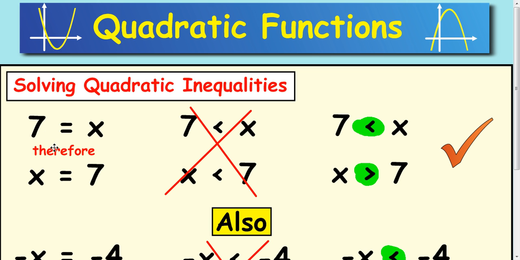That's fine, that's okay. But when you have an inequality sign, a less than or a greater than or greater than or equal to or less than or equal to, this is not possible. The reason for this is that if you're saying that 7 is less than x, then that means that x is bigger than 7. So we can't then turn around and say x is less than 7 underneath. If we're saying that 7 is less than x, then we need to say x is greater than 7. So when you're switching round from one side to the other, you have to turn the inequality sign round as well.